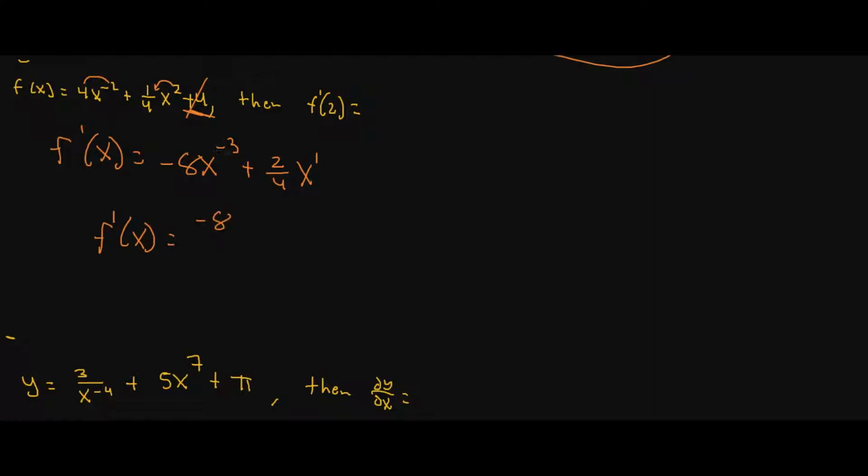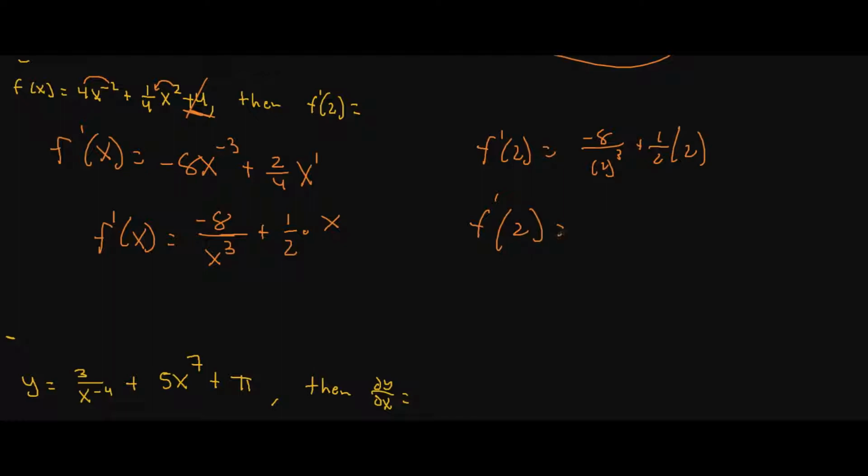To rewrite this, a negative exponent means you divide by it, whatever the exponent is. All right, plus 1/2 times x. Again, the x will multiply with the 1 on top, numerator to numerator. Let's plug in 2. So we get f prime of 2 is equal to negative 8 over 2 to the 3rd plus 1/2 times 2. F prime of 2 is equal to, well, negative 8 over 8, plus 1 times 2 is 2 over 2, which is going to be 1. So f prime of 2 is equal to negative 1 plus 1, which is 0.